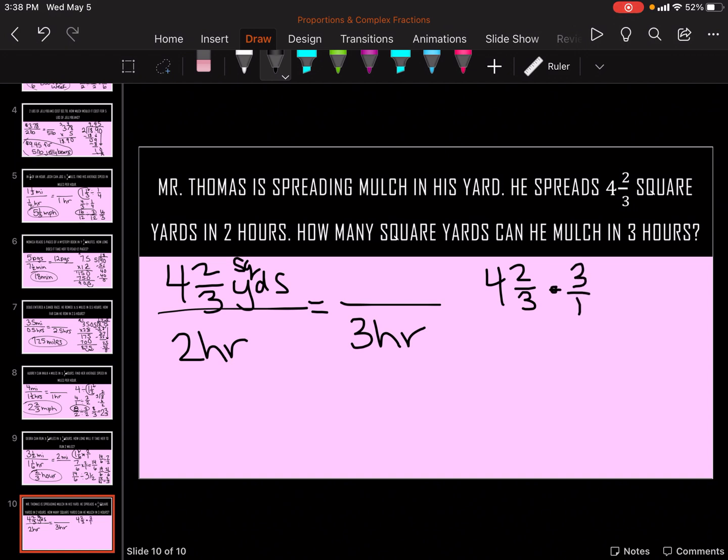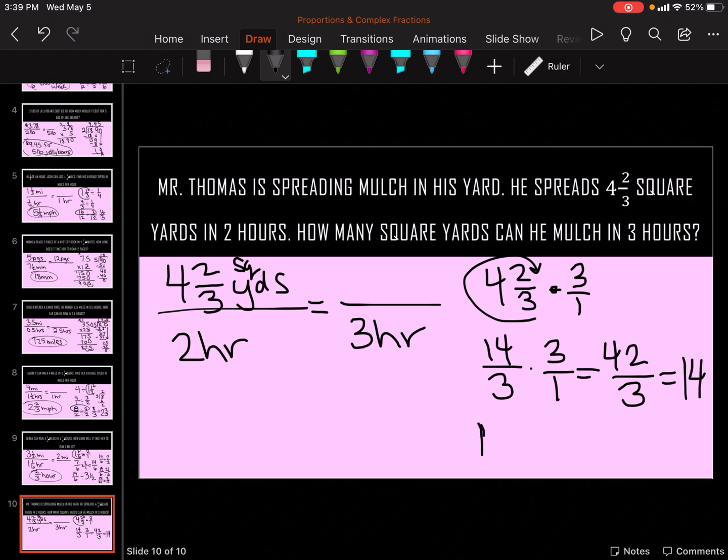4 2/3, cartwheel around, is 14/3 times 3/1. Multiply straight across, you get 42/3, which equals 14. And then 14 divided by 2 equals 7. So it would be 7 square yards.